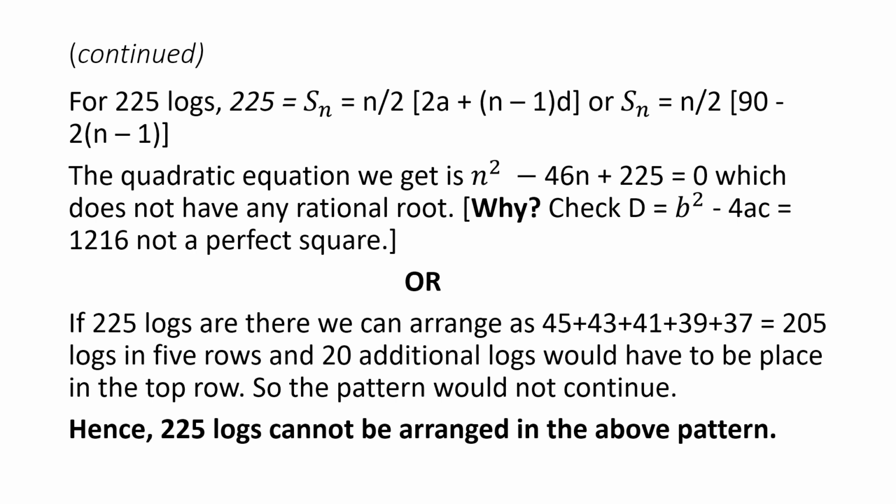Even mathematically, for 225 logs, 225 is Sn. Sn is equal to n by 2 into 2a plus n minus 1 into d. So we get Sn as n by 2 into 90 minus 2 into n minus 1. Solving this as we have done before, we have the quadratic equation n square minus 46n plus 225 is equal to 0. Now we know how to solve a quadratic equation. We first find the discriminant d. Here the value of d is 1216, which is not a perfect square. So we will not get a rational number for n. So from this also we can say that it is not possible for us to arrange 225 logs in the similar pattern.